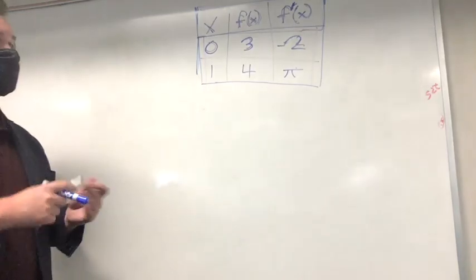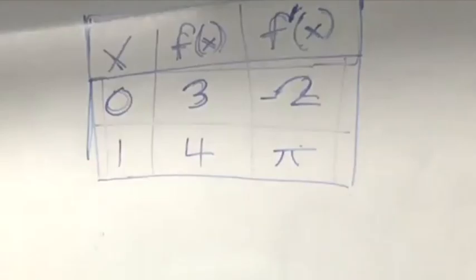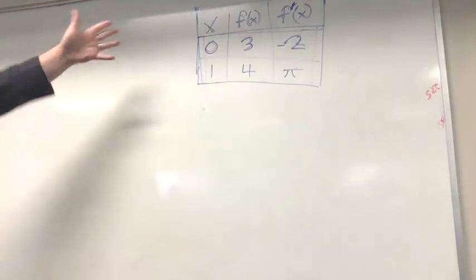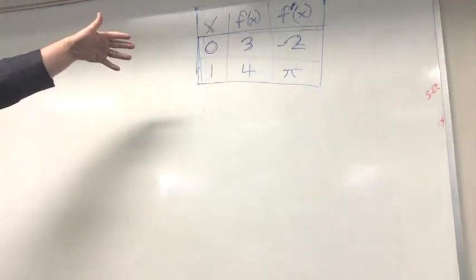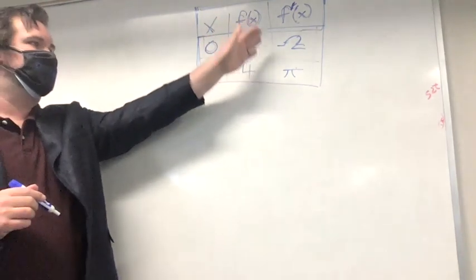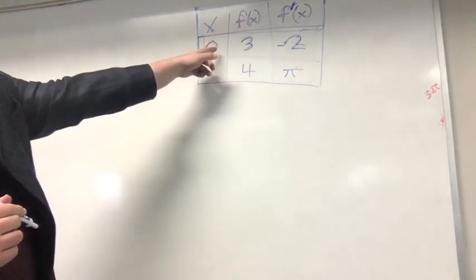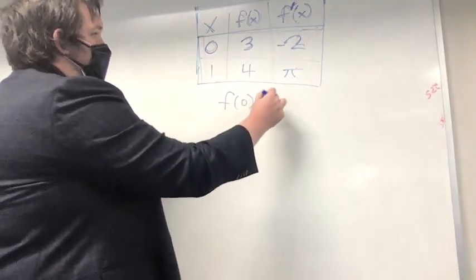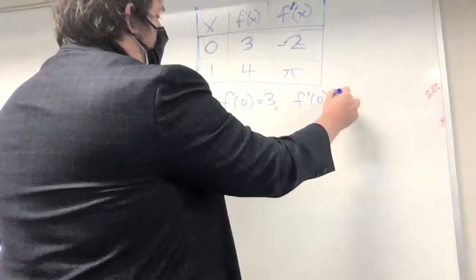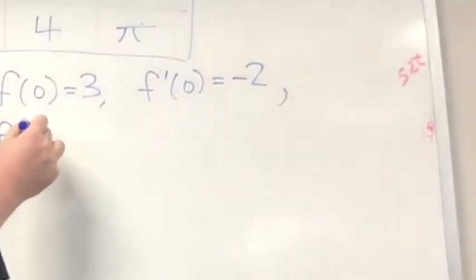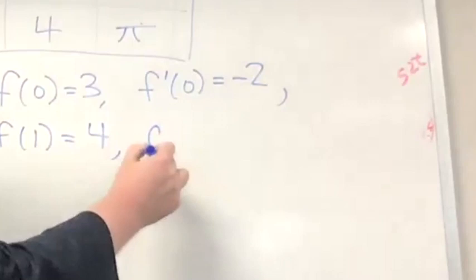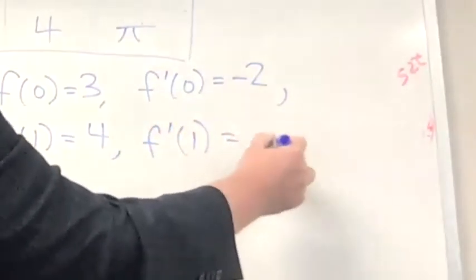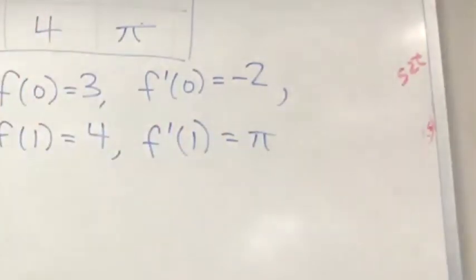So let's look at questions we could write if we didn't have any formulas, but we did have numbers. Here I have a table, and I know that f of x is a function that has a derivative, and I know that this information exists. So f of 0 is equal to 3, f prime of 0 is equal to -2, f of 1 is equal to 4, and f prime of 1 is equal to pi. And somebody has told me this, and this is all I know in the world about my function. This is all I know.